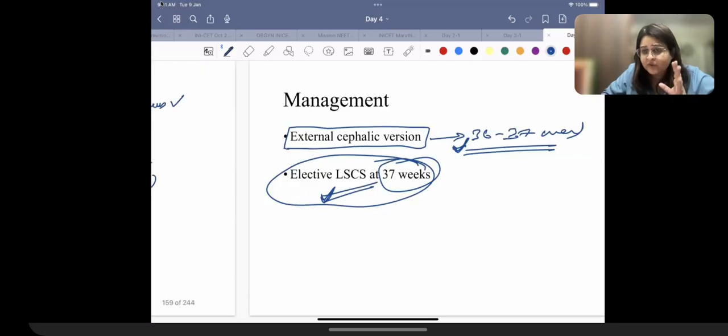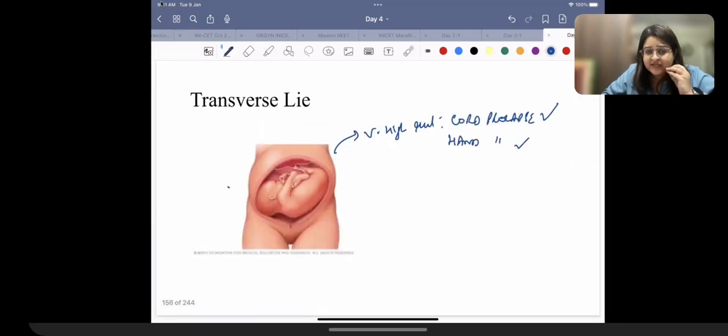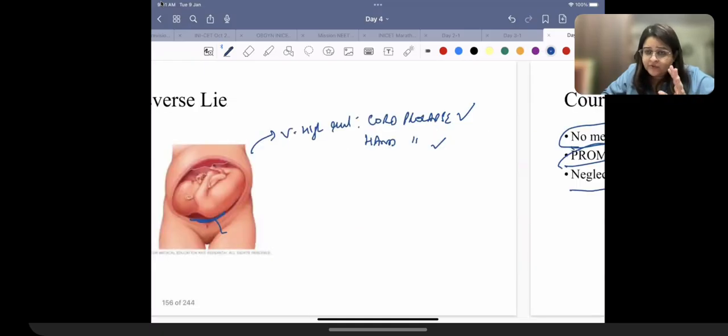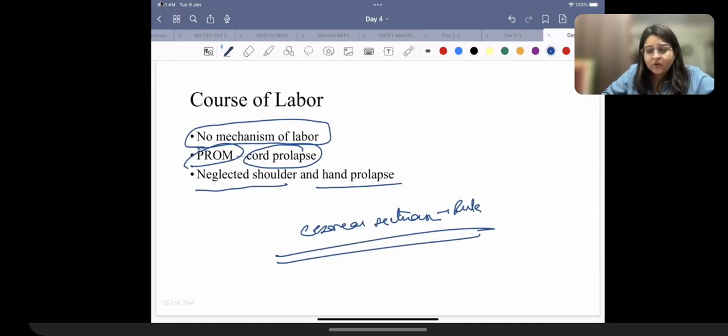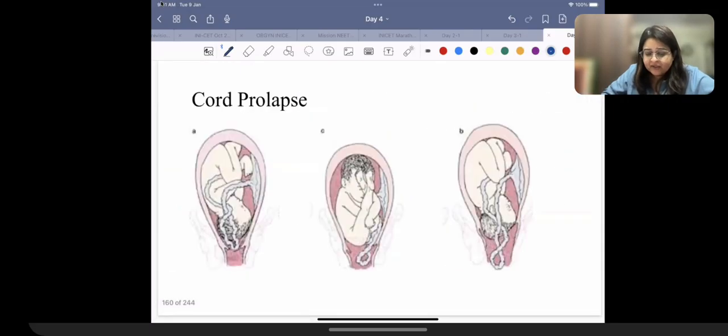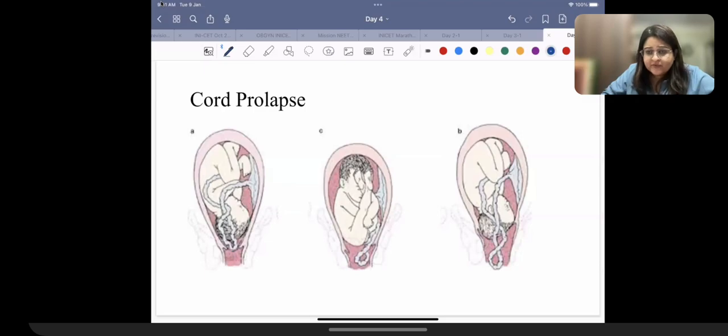There is no waiting beyond 37, because जैसे ये patient labor में जाएगी या जैसे ही membranes rupture होंगे, either the cord will prolapse or the hand will prolapse, or she will go into obstructed labor. So you don't want any of these horror situations happening. ठीक है? Now coming to cord prolapse. Cord prolapse is also an important short topic. ठीक है? Cord prolapse में क्या हो रहा है?